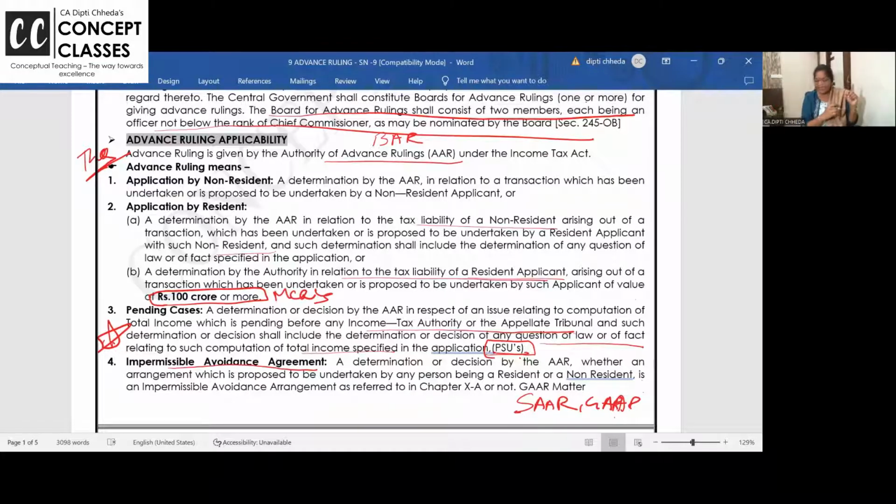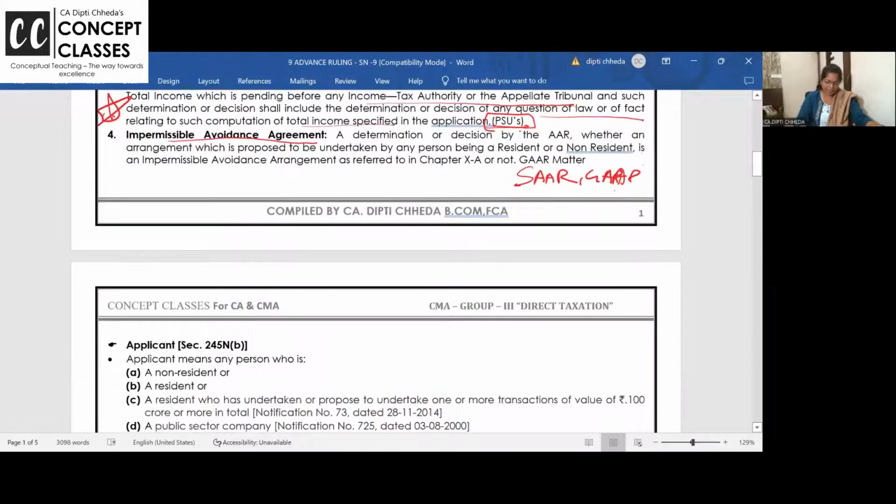Okay. Once again, as I move ahead, advance ruling means an application either by a non-resident, or a resident for a transaction with a non-resident, or a resident where the transaction value is above 100 crores, or pending cases, especially for PSUs which are pending with the ITAT. They can go for advance ruling. And the last one is where we feel it might be impermissible. Ask first. Later on, if you do it and they say no, this is a loophole, this transaction is not permitted, it will be very difficult.